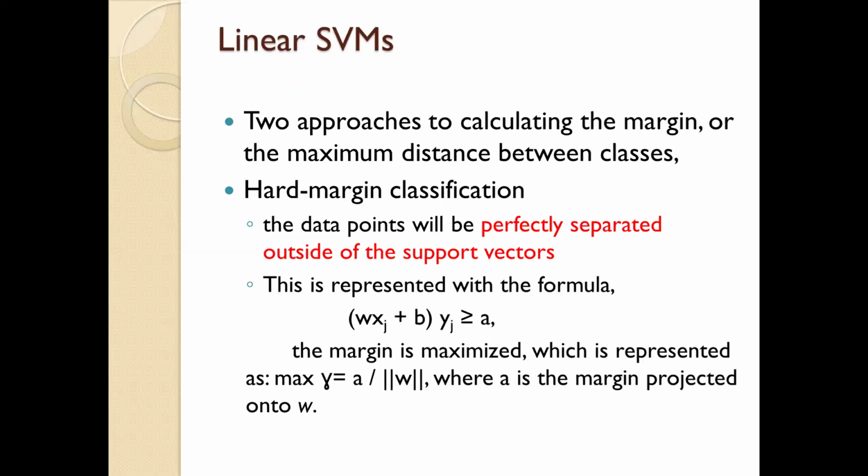It uses two approaches for calculating the margin or maximum distance between the classes. One is hard margin, another one is soft margin. The hard margin is calculated by finding the distance that perfectly separates the data outside of the support vectors.